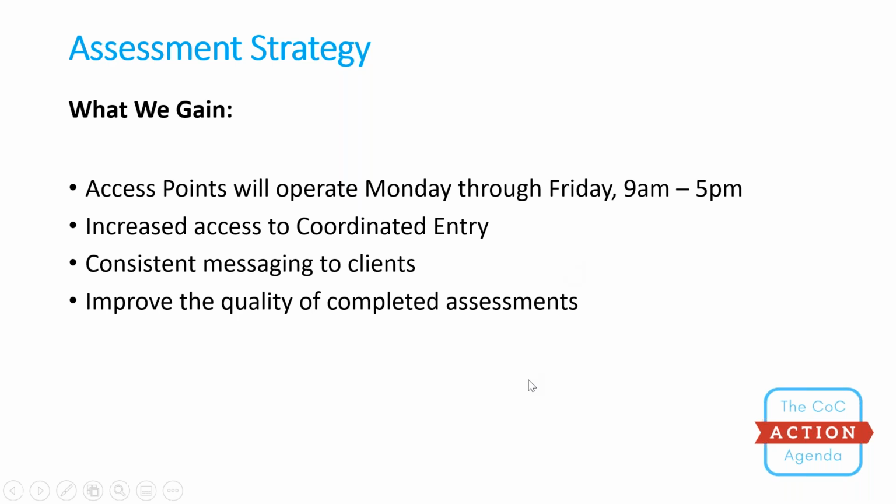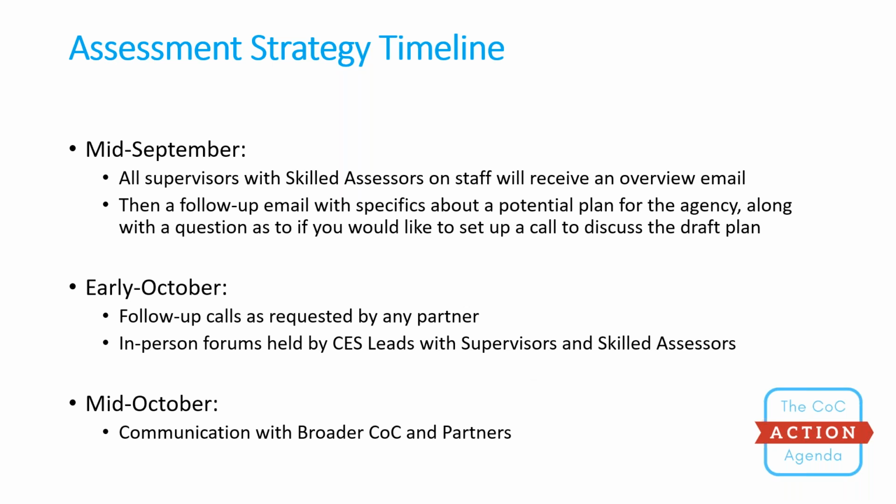Okay. So in terms of communications, I wanted to outline what you can expect in the coming months. In mid-September, all supervisors with skilled assessors on staff will receive a generalized email from the Center for Housing and Health, and then a follow-up email with specifics about the potential plan for their organization. And of course, we do want to offer the option to have a call or a meeting to discuss what we are planning.